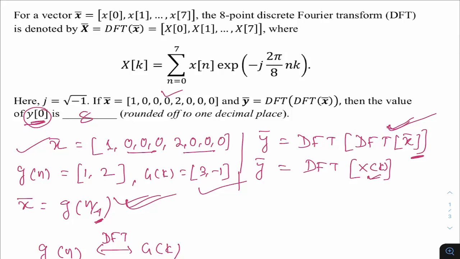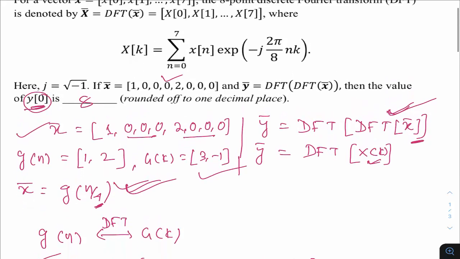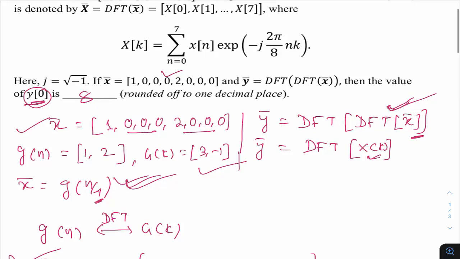Because I'm explaining the properties in between, I have taken around 10 minutes. But if you solve this question in proper flow, it will take hardly 4 to 5 minutes, not much. To summarize what I did: the question asks you to find the DFT of one sequence. My first intention was to get the DFT of this sequence. I derived a small sequence g of n, which is 1, 2, and related x of n with g of n using x complement equal to g of n by 4.